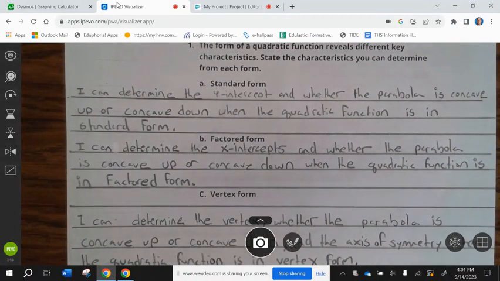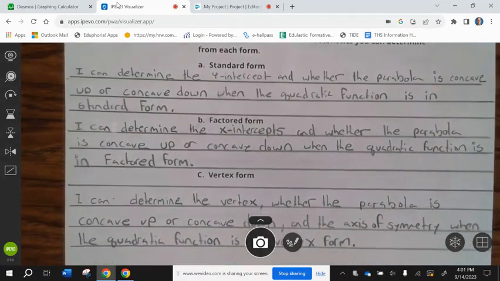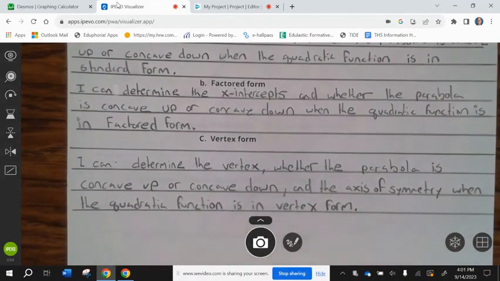Standard form: I can determine the y-intercept and whether the parabola is concave up or concave down when the quadratic function is in standard form. Factored form: I can determine the x-intercepts and whether the parabola is concave up or concave down when the quadratic function is in factored form. Vertex form: I can determine the vertex, whether the parabola is concave up or concave down, and the axis of symmetry when the quadratic function is in vertex form. All right, go ahead and finish that up.